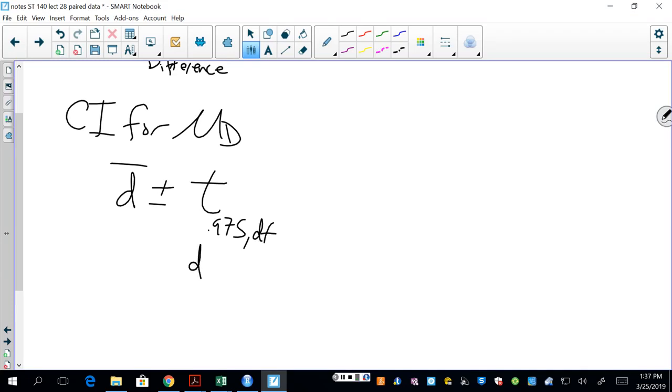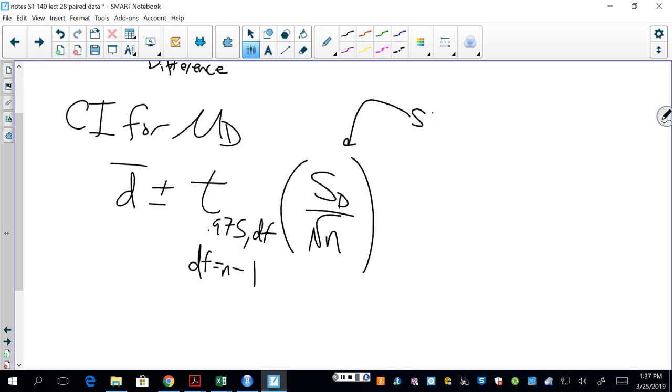Our degrees of freedom is the number of pairs minus 1. We have two measurements, on x and on y, but they're correlated and we're taking differences. And then the standard error is the standard deviation of the differences divided by the square root of n. So this whole thing here is the standard error. So this is actually a 95% confidence interval because I'm using the 0.975 there. So that's going to be a 95% confidence interval for that average difference.